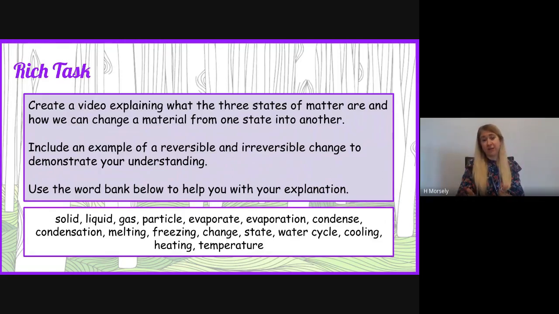So where we can change an object from a liquid to a solid, or a solid to a liquid, or a liquid to a gas. I'd like you to have a go at showing me an example with adult supervision, please. So create a video explaining what the 3 states of matter are and how we can change a material from one state to another. If you can, try and give me some real life examples and use the word bank below to help you with your explanation of each process.